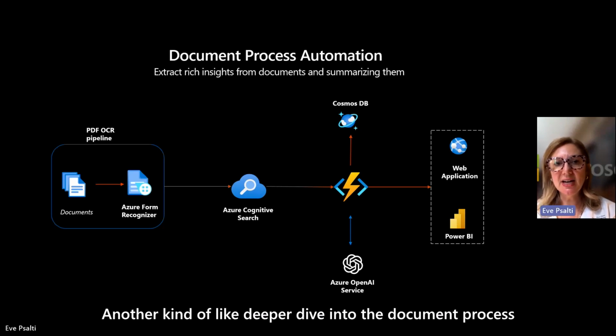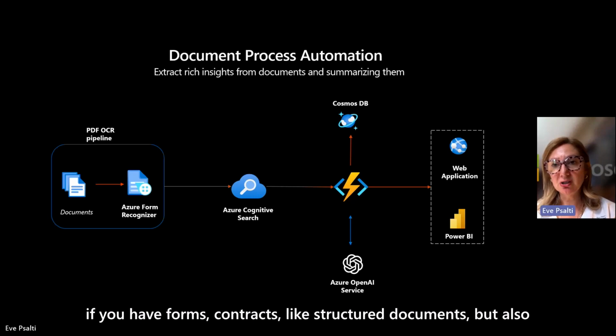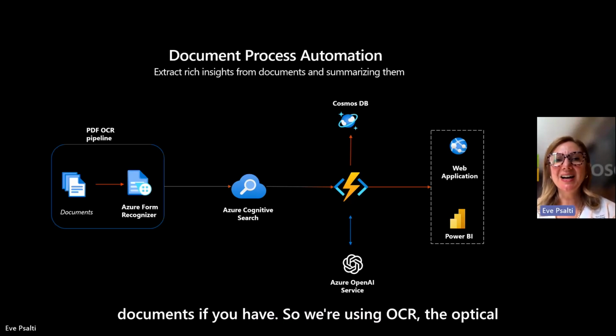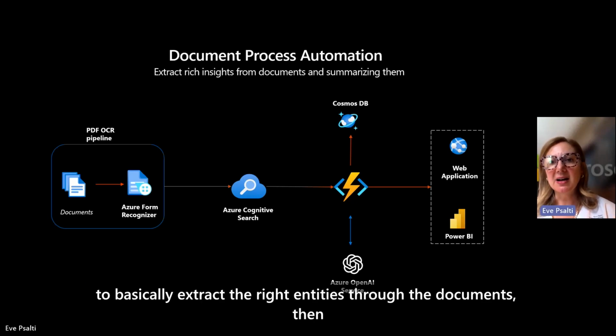Another deeper dive into the document process automation that we touched on in the beginning. This is great if you have forms, contracts, structured documents, but it can also work with unstructured documents and also with handwritten documents if you have. So we're using OCR, optical character recognition, and Form Recognizer, which is another Azure AI service, to basically extract the right entities through the documents.